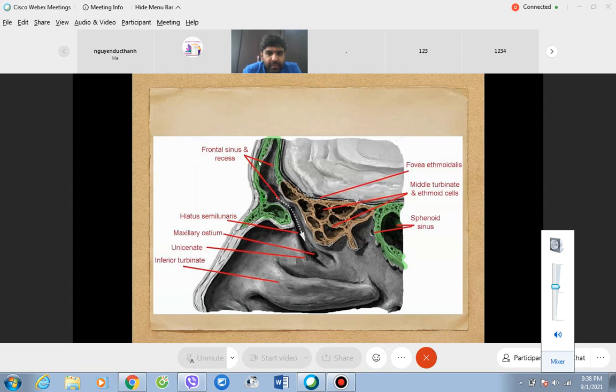So this is the frontal sinus, this is the frontal recess, and this is the bulla ethmoidalis. Whenever the pneumatization goes towards the posterior table of the frontal sinus, this is the suprabullar cell. And see how it has narrowed the frontal recess also. This is the suprabullar pneumatization.